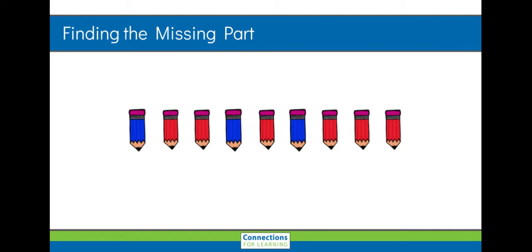Uh-oh, something doesn't look quite right here. I'm going to try again using letters and see if I can figure out what's going on. If I say blue is an A and red is a B again, we would read A, B, B, A, B, B. So the blue one should be a red one, and the red one should be a blue one. Let's double check just to make sure. Blue, red, red, blue, red, red, blue, red, red. Oh, that sounds much better. Or we could read A, B, B, A, B, B, A, B, B. Great job.